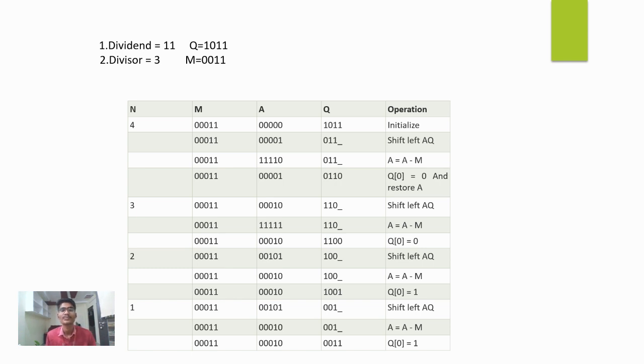Like that, we are going to perform the division algorithm with restoration. At every step, we check the MSB of A, and then restore the value of A by adding A is equal to A plus M. If you understand the topic.